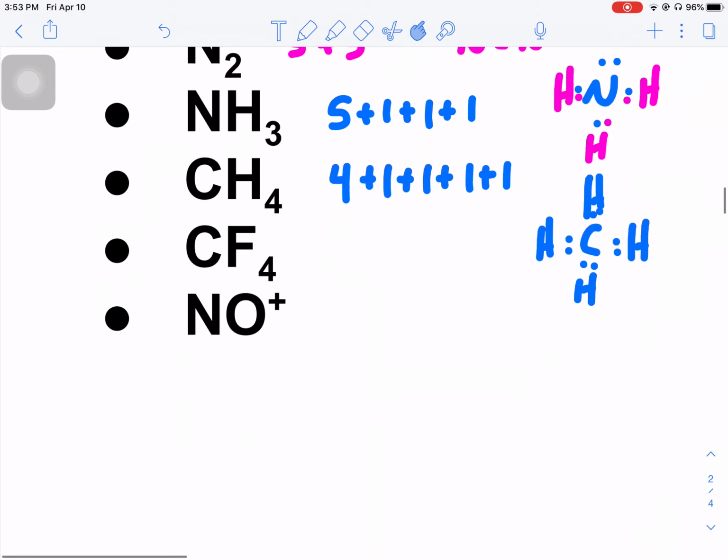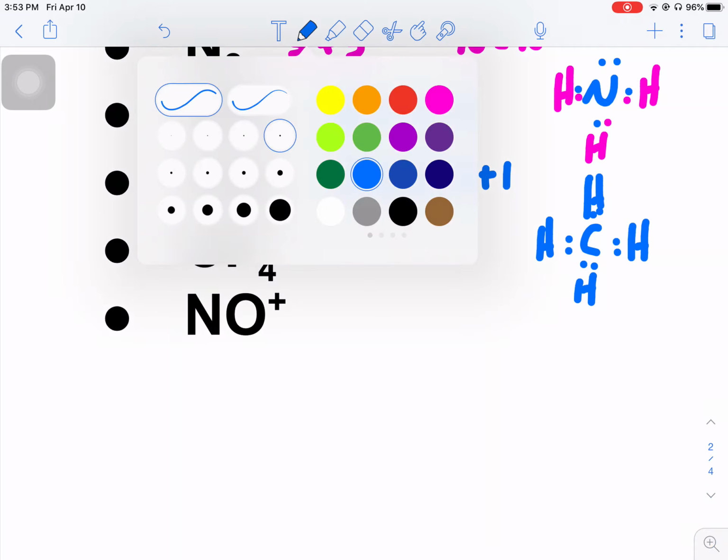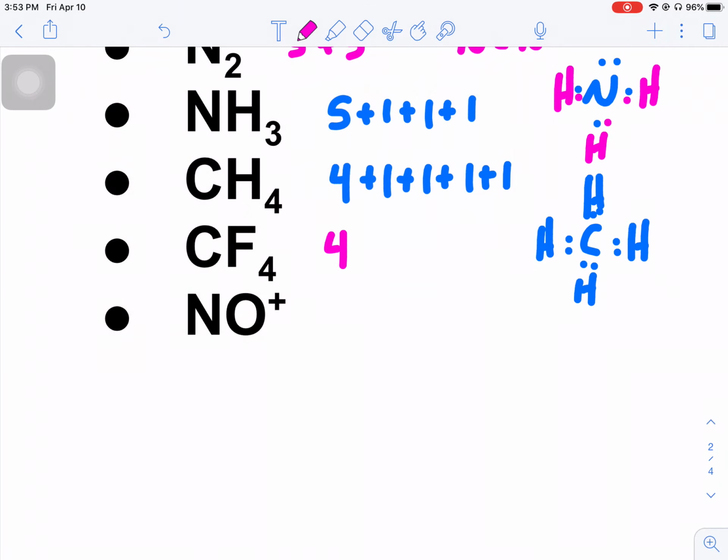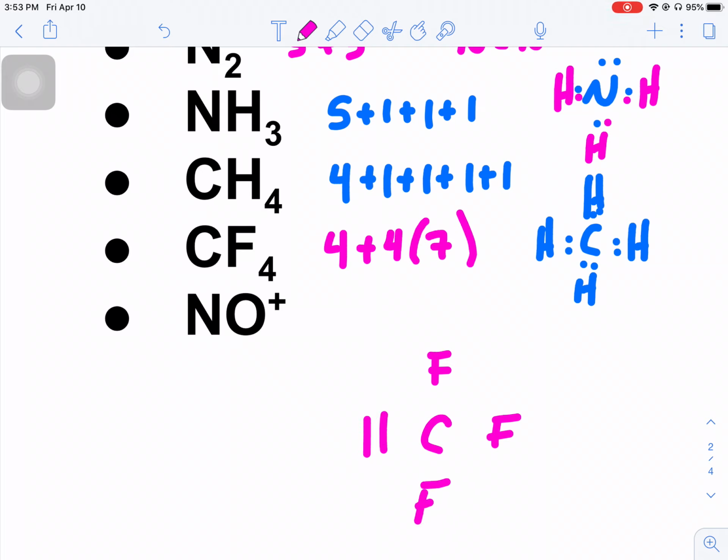Moving on, carbon tetrafluoride. So carbon is going to get 4 dots. And for fluorine, I'm just going to show multiplication. Each fluorine has 7 dots, so 4 fluorines are going to bring 28 dots to the party. So all in all, we should have 32 dots. I think I can do this pretty quickly. Just remember that 1 dash represents 2 dots. So 2, 4, 6, 8, 10, 12, 14, 16, 18, 20, 22, 24, 26, 28, 30, and 32.